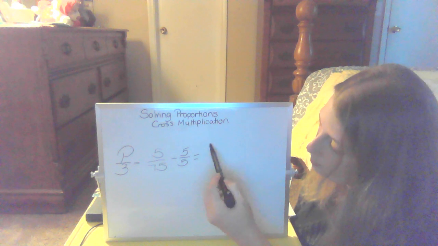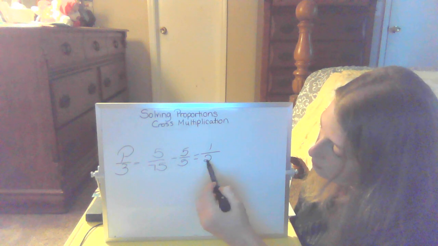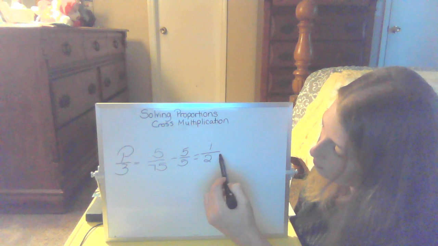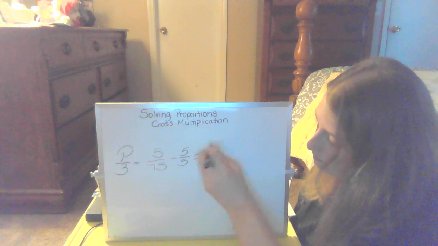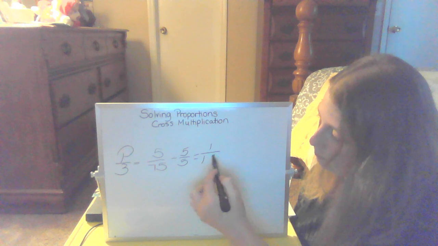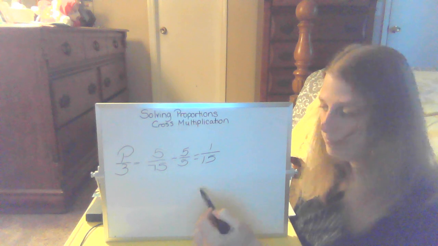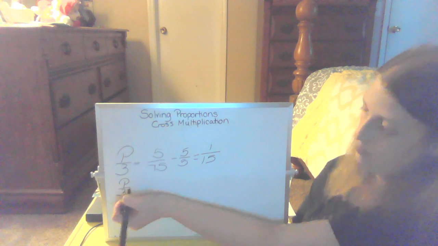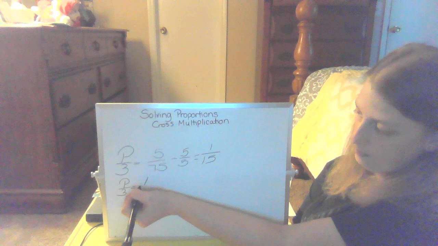And we're going to divide both sides by 5. And we're going to get 1 over 15, excuse me, my math was off. 1 over 15. So now we're going to rewrite this proportion using our simplified proportion here. Okay?